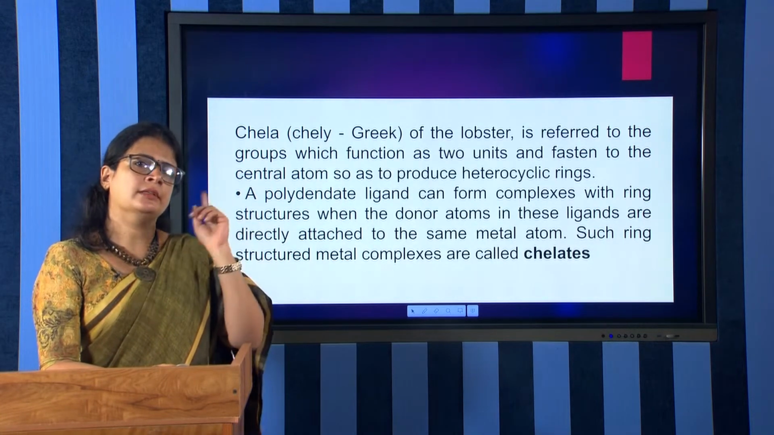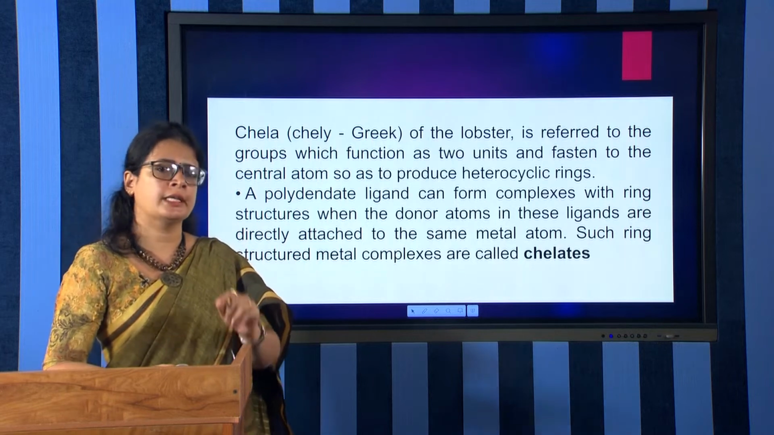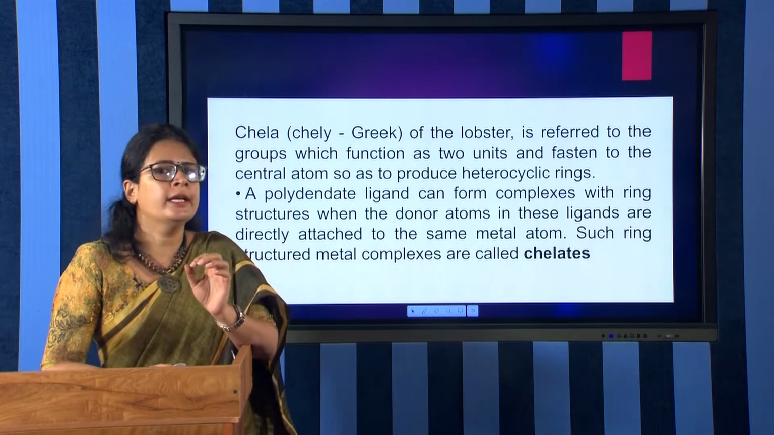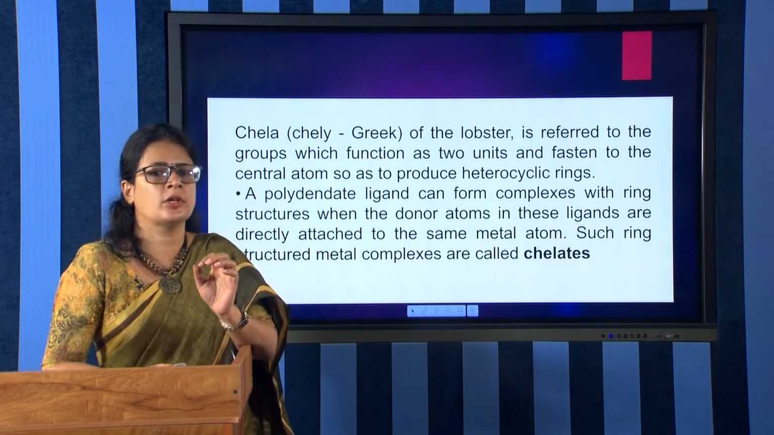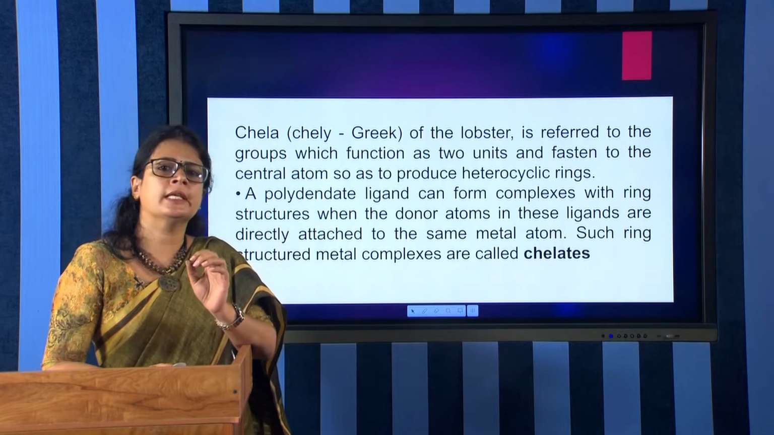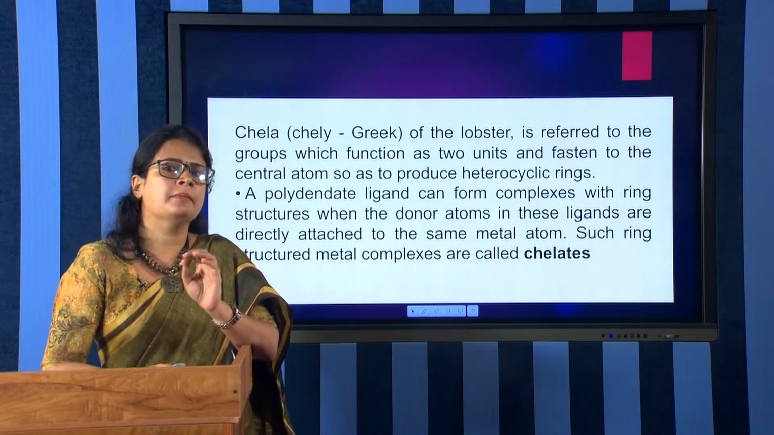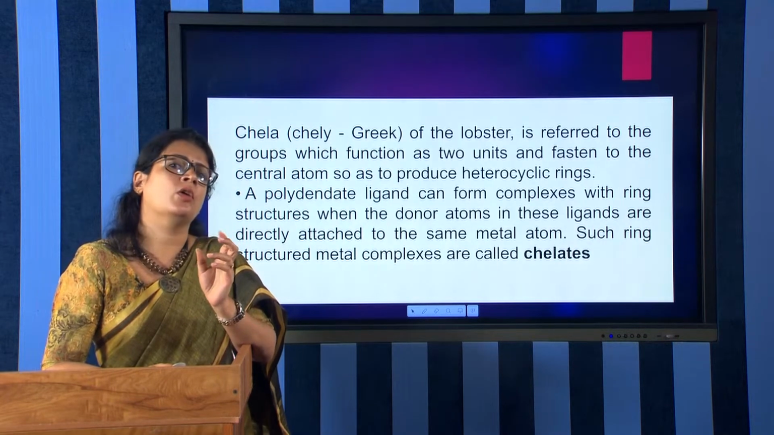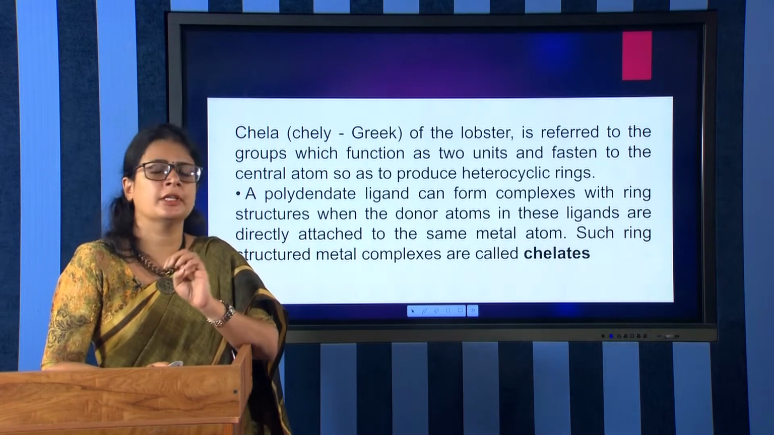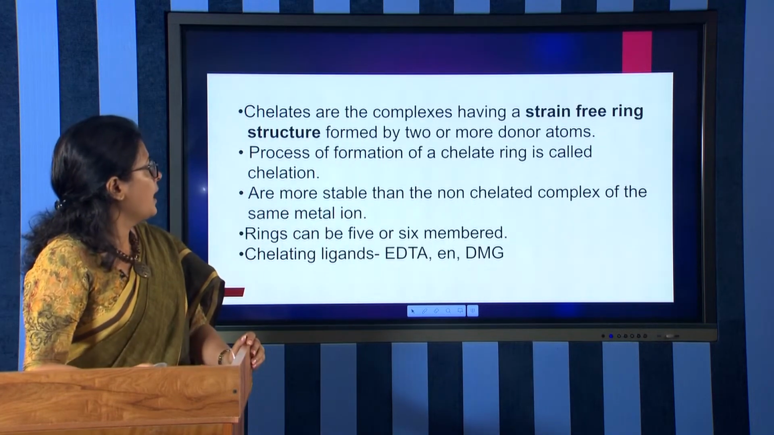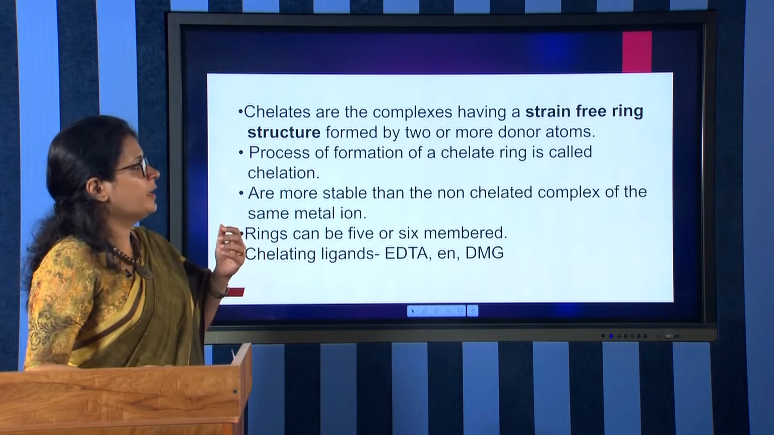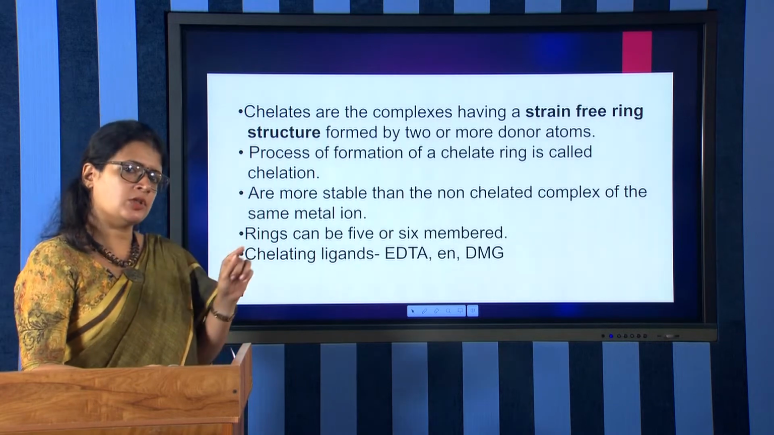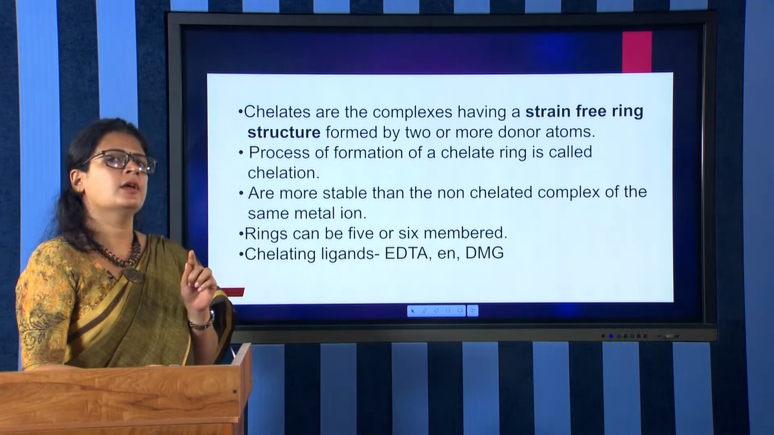Since they contain more than one donor atom, they will be bound to the central metal atom, forming a ring. So, a polydentate ligand can form complexes with ring structures when the donor atoms in these ligands are directly attached to the same metal atom. Such ring-structured complexes are called chelates in coordination chemistry, which is very important. And these chelate complexes have a strain-free ring structure.